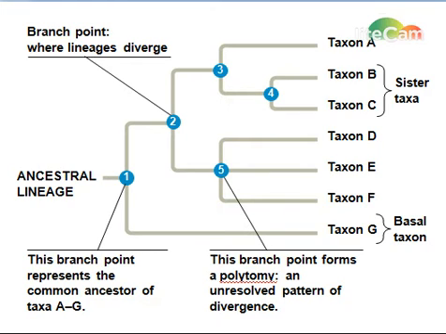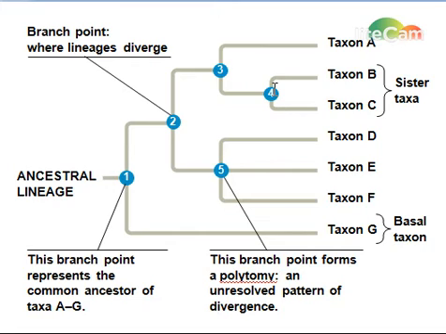This picture shows how the branches are defined, with some terminology that you should know that goes along with the branching patterns. First of all, each branch point is where the lineage diverges. You can see here at 1 we have one divergence into these two groups, and here we have a divergence again that branches into more. Sister taxa are groups that are closely related and share an immediate common ancestor. So here's the immediate common ancestor.